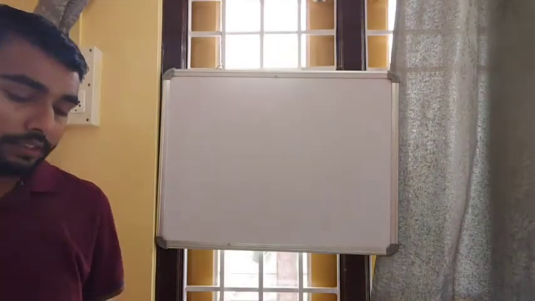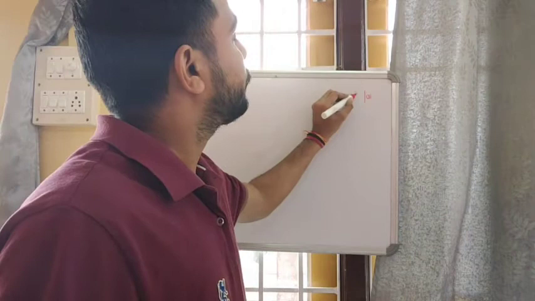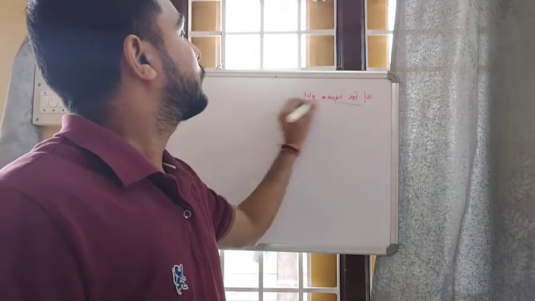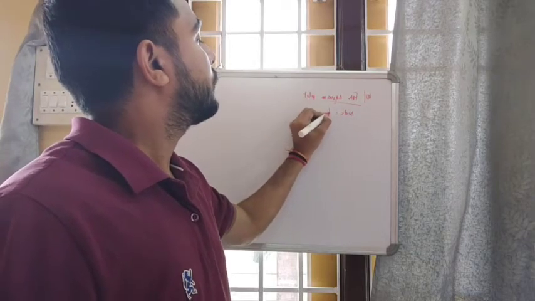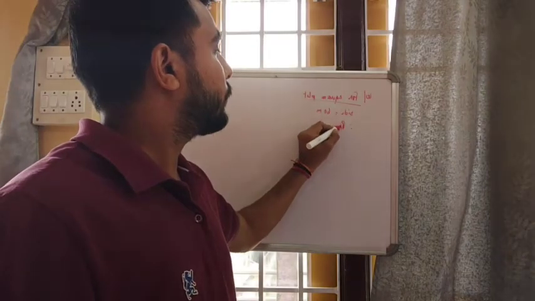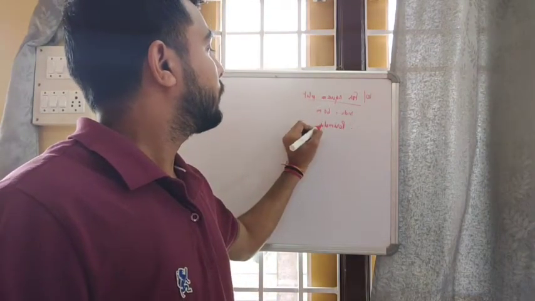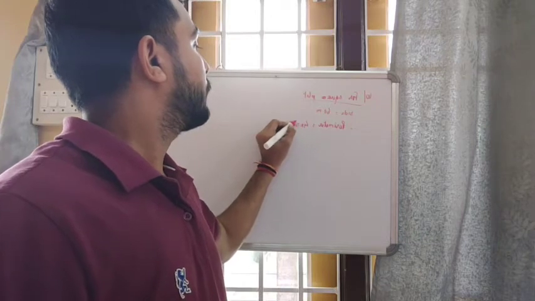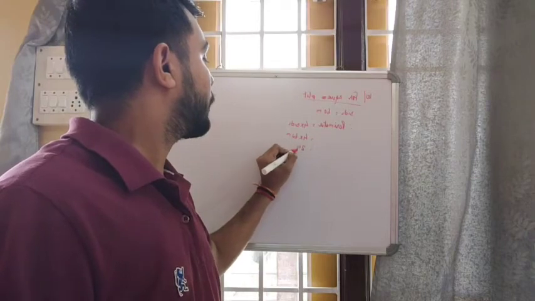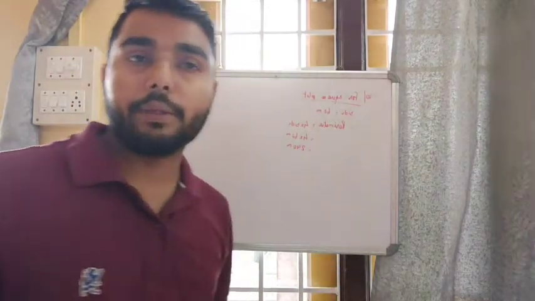Number 10: two plots of land have the same perimeter. Perimeter of the two plots is same. One is a square of side 60 meter. So first, for the square plot, side is 60 meter. Therefore, perimeter is 4 into side, so 240 meter. This is the perimeter of the square plot.